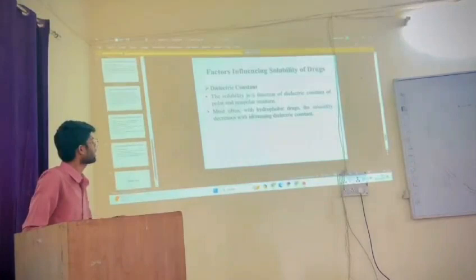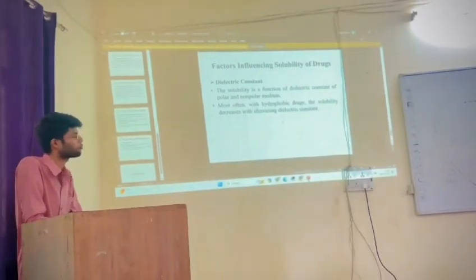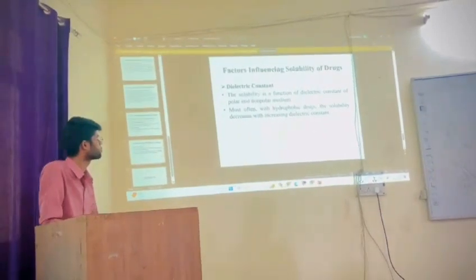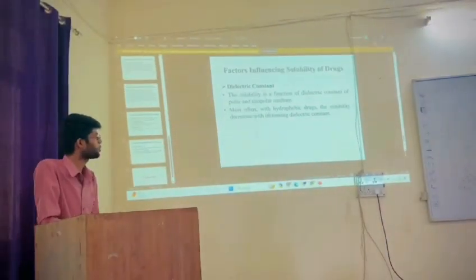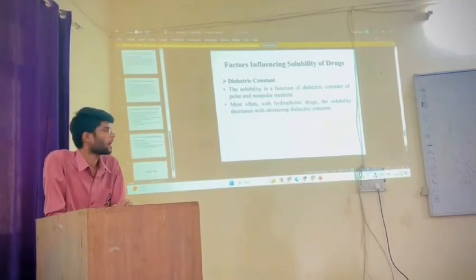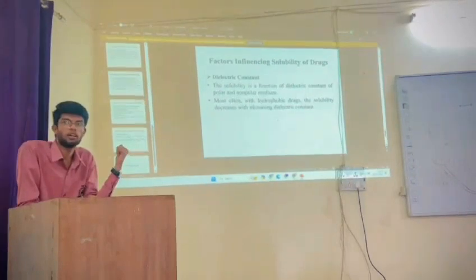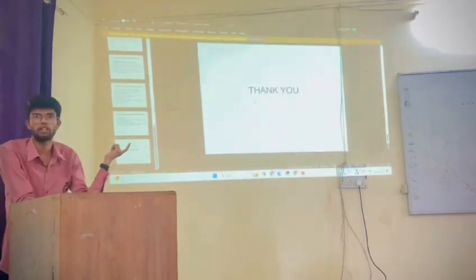Then next is the dielectric constant. The solubility is a function of the dielectric constant of polar and non-polar medium. Most often with hydrophobic drugs, the solubility decreases with increased dielectric constant. They are inversely proportional to each other.